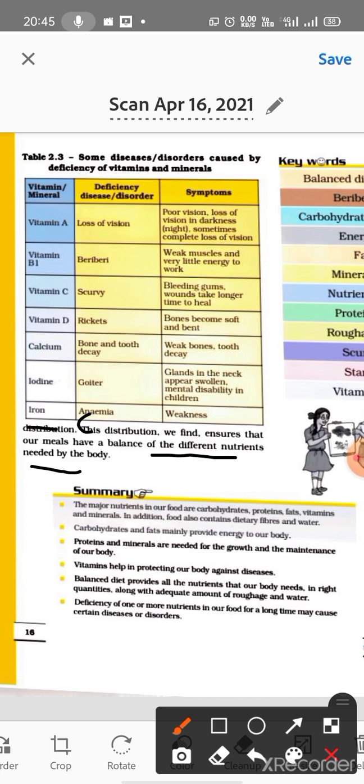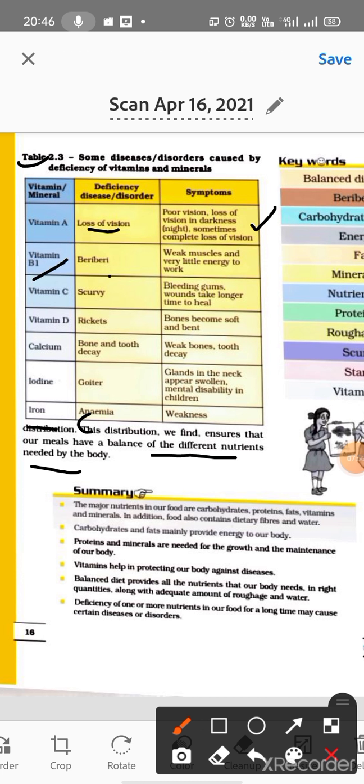So now take a look at table 2.3. Some diseases, disorders caused by deficiency of vitamins and minerals. So vitamin A, if we have not taken vitamin A, what will be the result? Loss of vision. पुअर विजन, लॉस ऑफ विजन इन डार्कनेस, समटाइम्स कंप्लीट लॉस ऑफ विजन. हमारी आंखों की रोशनी जो है वो जा सकती है अगर हमने विटामिन ए नहीं लिया है.